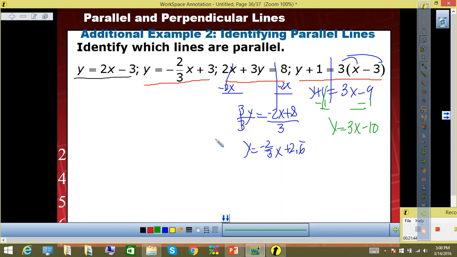So by looking at them, which one of these have the same slope? Which one? Of course, this one and this one. Do they have the different y-intercept? Yes, so these two are the ones that are parallel.